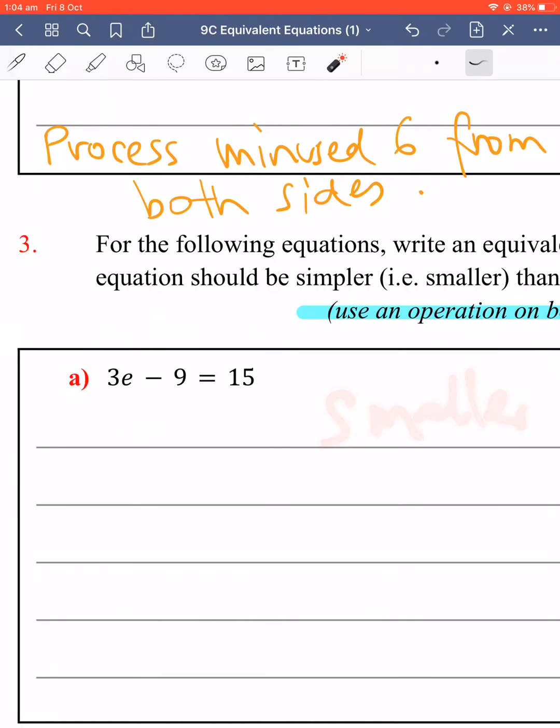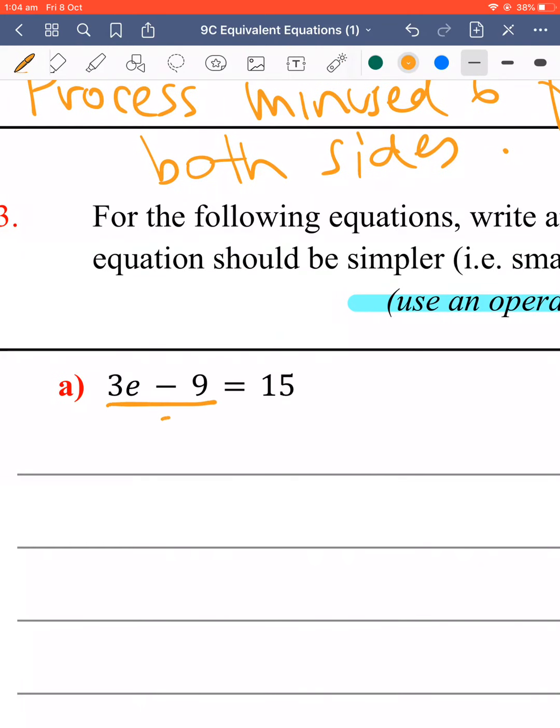Things you can look for are, have a look at your numbers and see if there's anything that they have in common. I can see here 3 and 9, they're both multiples of 3, and 15 is also a multiple of 3. So why don't I try to divide both sides by 3, and let's see where we end up. So I've got 3e minus 9 equals 15, and let's apply our one operation.